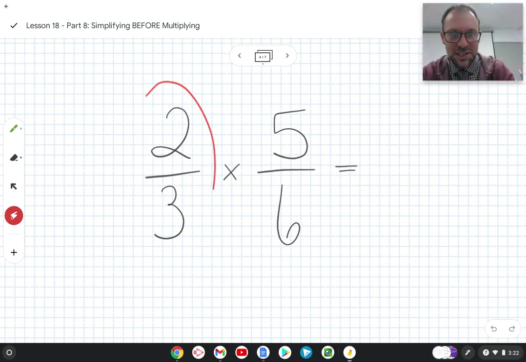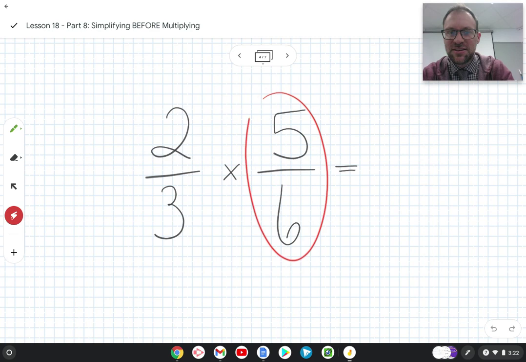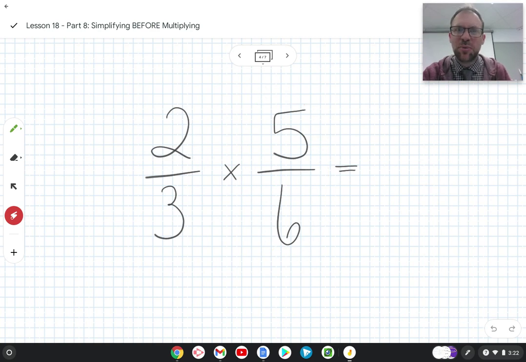So we have 2/3 here. Now, 2/3 is already in simplest form, right? And we have 5/6 here as well. 5/6 is in simplest form. So we could just multiply 2 times 5 and get 10, 3 times 6 and get 18, and we realize, wait, 10/18ths, that's not simplest form. At least I could divide by 2.